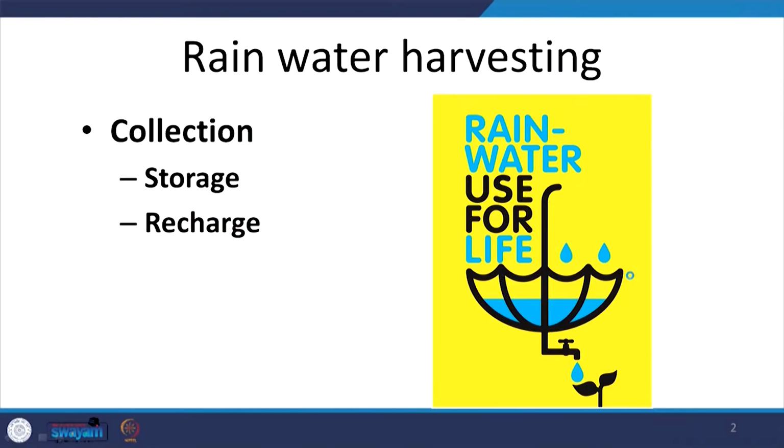How do we do it? What are the different strategies is what we are going to discuss. When we talk about rainwater harvesting, we are discussing two things. One is storage of rainwater for later use, and the other is recharge. Given the exhaustion of underground aquifers, rainwater can be forced to reach the groundwater, the underground aquifer, and recharge it.